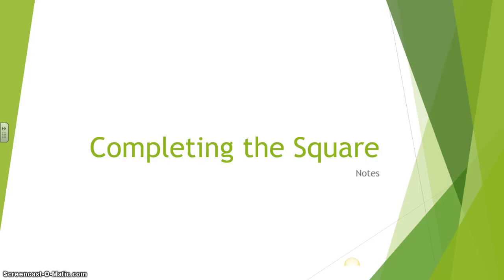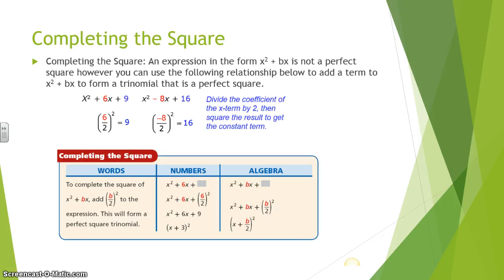Completing the square. When we're working with completing the square, you might see an expression in the form of x squared plus bx, and you'll see that this is not a perfect square. However, you can use the following relationship shown below to add a term to your x squared plus bx to form a trinomial that is a perfect square.